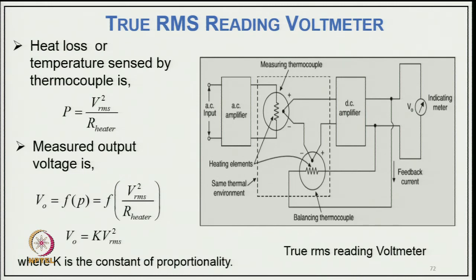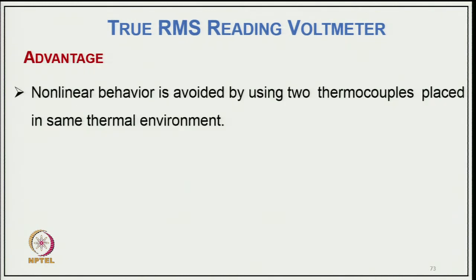And here is the typical arrangement: you have the heating element, a balancing thermocouple, and a DC amplifier. The heat produced in the heater is P equal to V RMS square upon R heater, and the measured output voltage V is a function of P, that is V 0 equal to K V RMS square. K is the constant of proportionality, and this is a true RMS reading voltmeter.